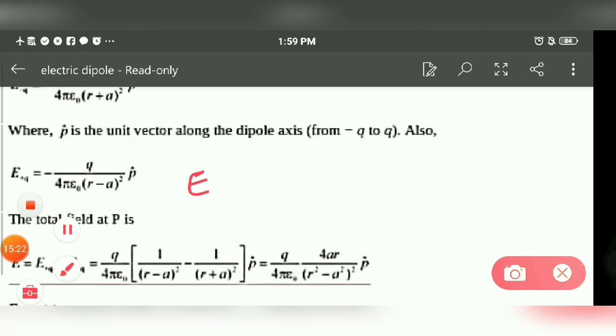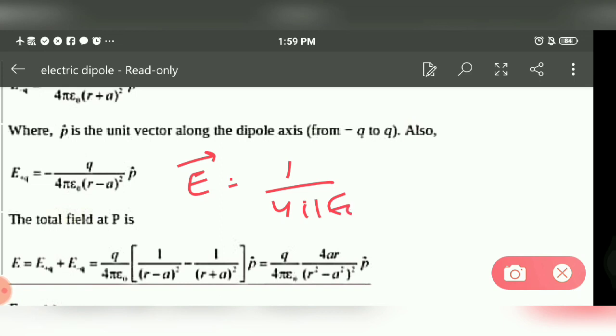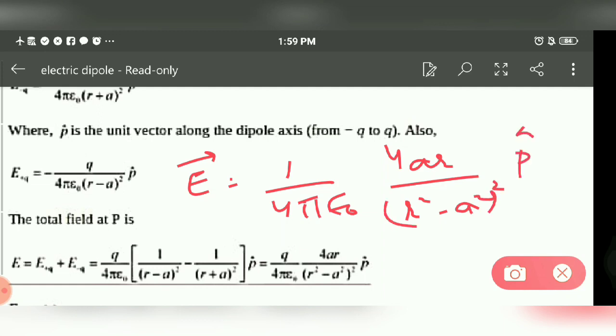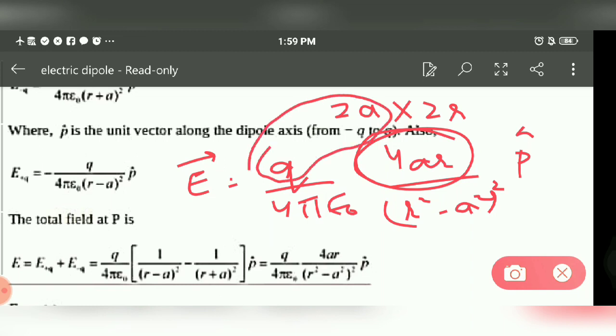So the final result is what? E net is equal to 1 by 4 pi epsilon naught, 4AR upon (R square minus A square) whole square into P cap. Now I'm going to do one more thing. I can write this 4AR as 2A into 2R, here Q also. Yes, I can write this. Now Q into 2A is what? This is dipole moment p. This is p over here.